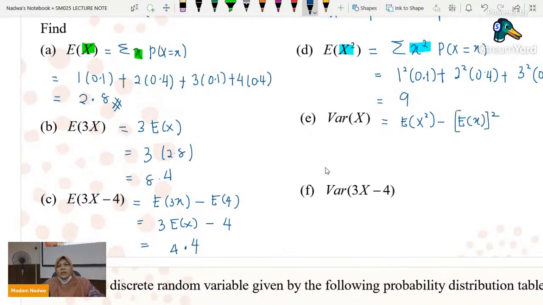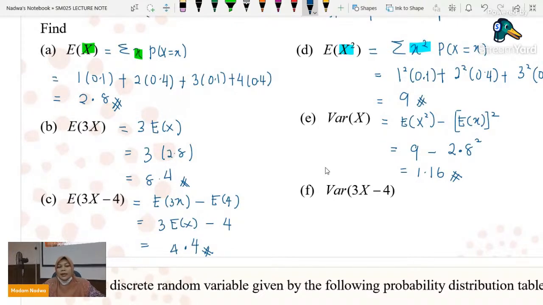Do you have these two values? Yes, we have found these two values. E(X squared) is equals to 9. E(X) awak ada tak? Ada, 2.8. Tapi ingat kita kena kuasa 2. So the answer is 1.16. So this is the answer for your variance, sigma squared.